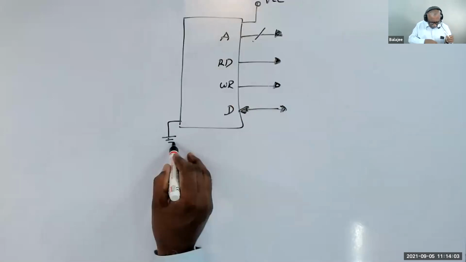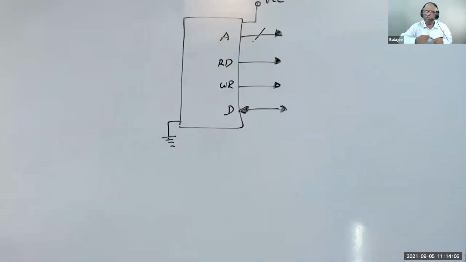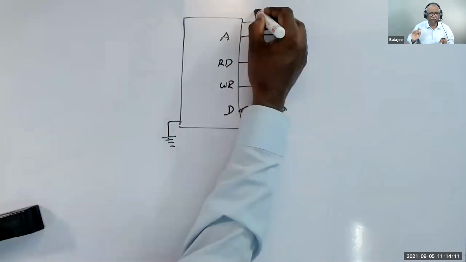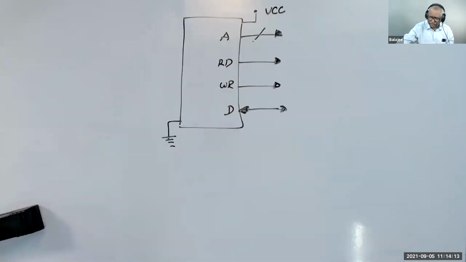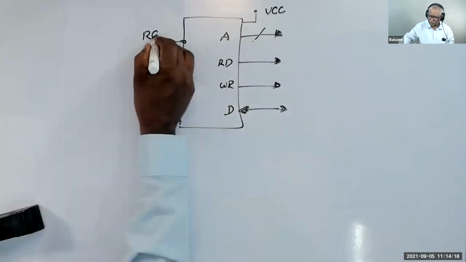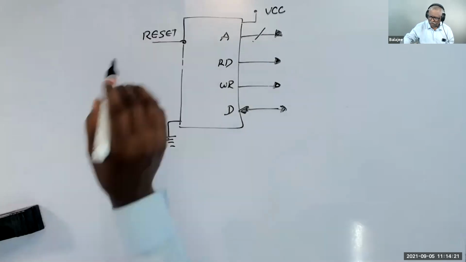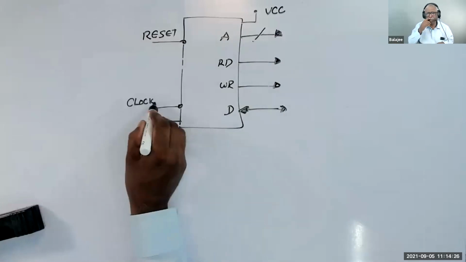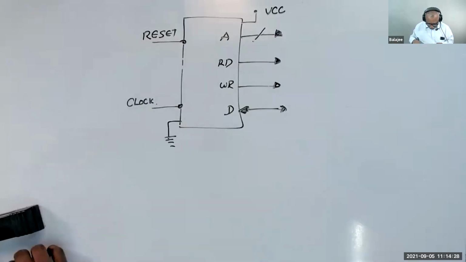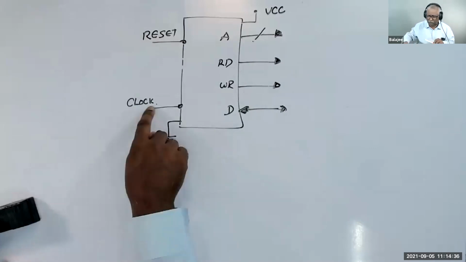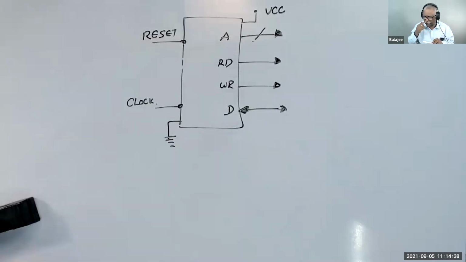And there is a power pin. Okay, there is a power pin. There is a ground power supply. Then there is a reset. Then there is a clock. Okay. We will discuss clock later, because some of you know about clock, others may not know clock. We'll discuss clock later.